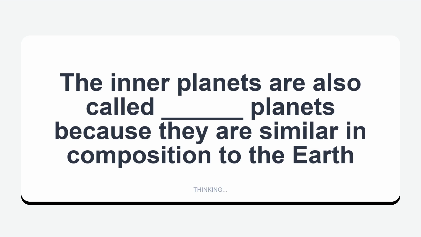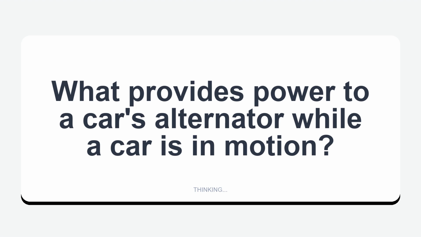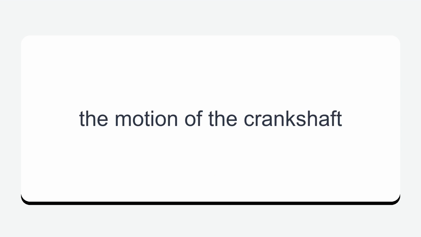The inner planets are also called blank planets because they are similar in composition to the Earth. Terrestrial. What provides power to a car's alternator while a car is in motion? The motion of the crankshaft.